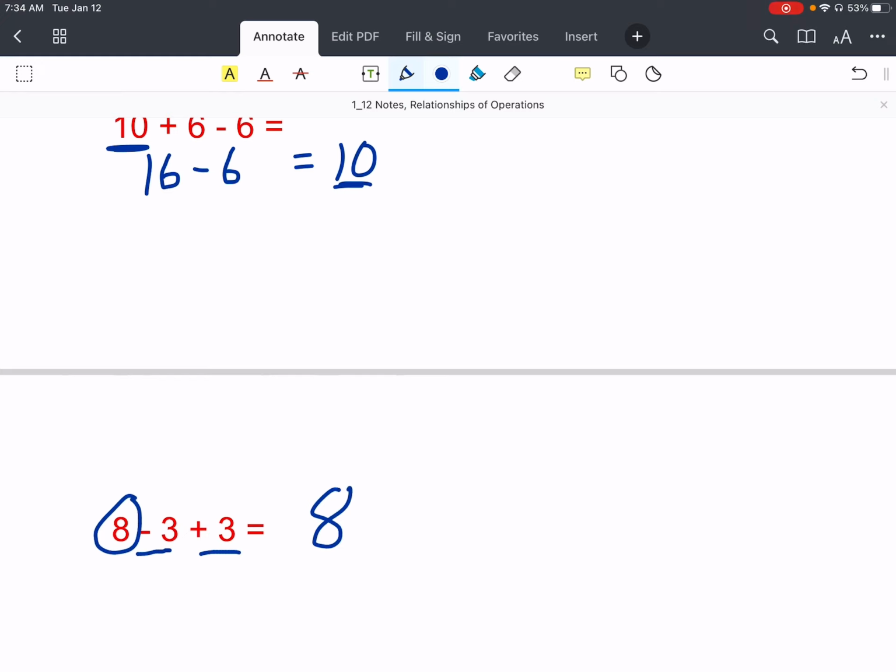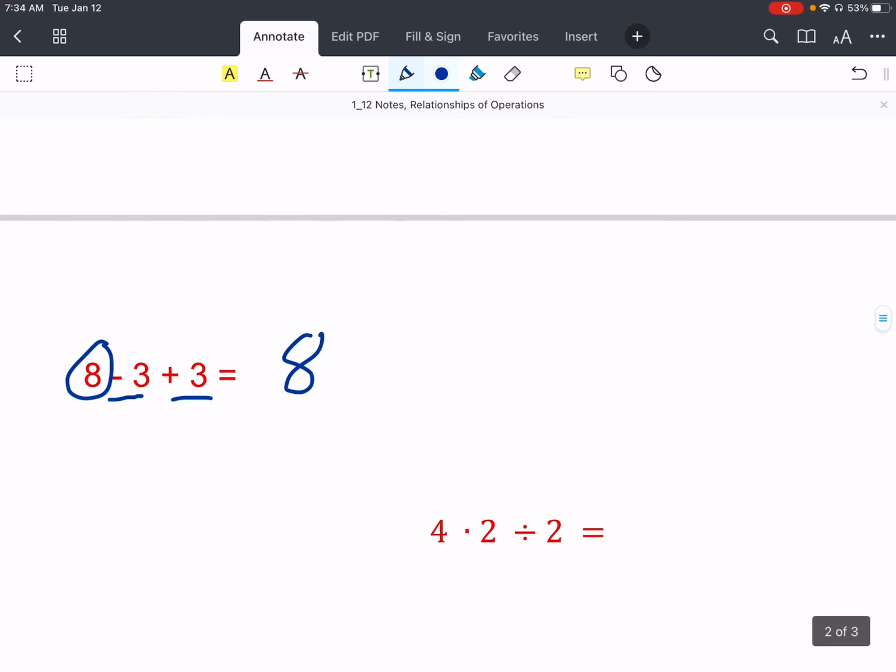So if you are trying to get rid of something, you need to add it to cancel out the operation. So if we want to get rid of the subtraction of 3, we need to add 3 because those are opposites, and those opposites are going to cancel out.